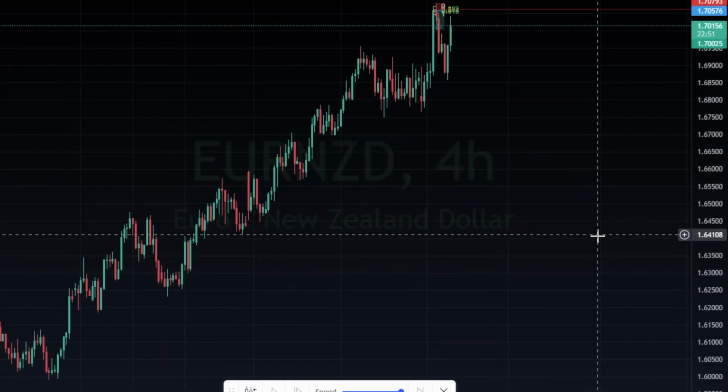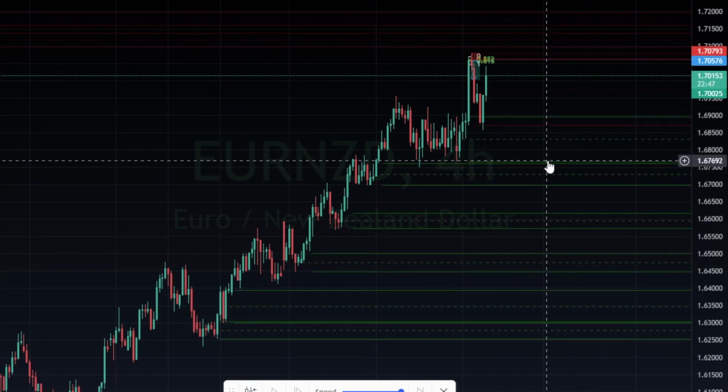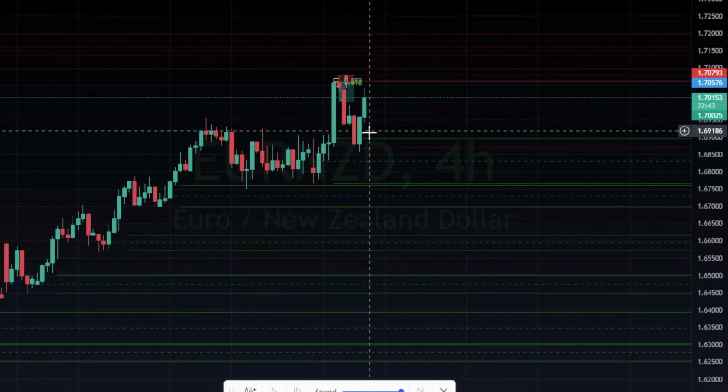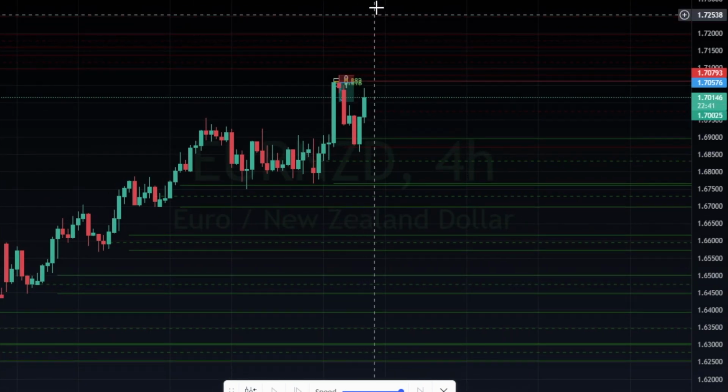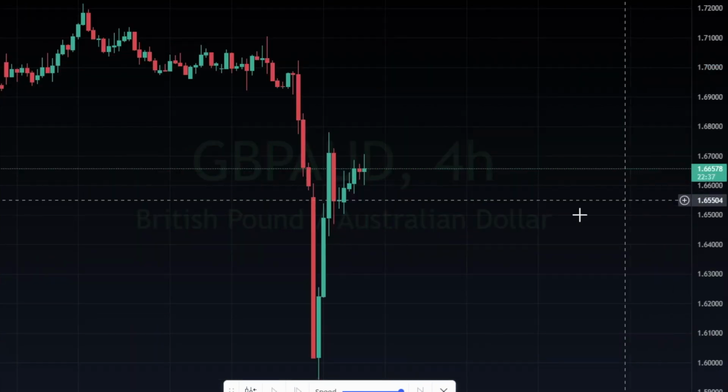So anyways, Euro NZD, it's kind of obvious we're going up already, but with that said, look at all the green down here. And look what happened today. It came down, tagged this, shot back up. These are targets. GBP AUD.